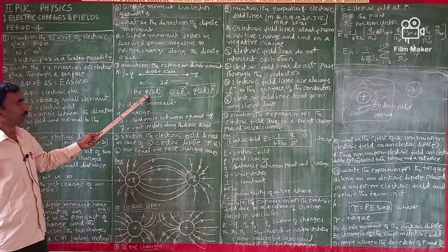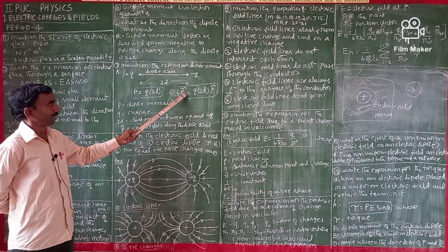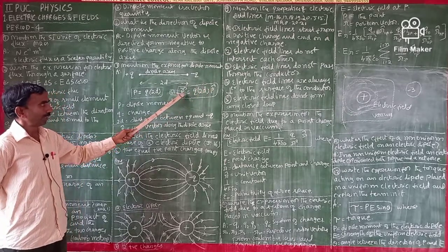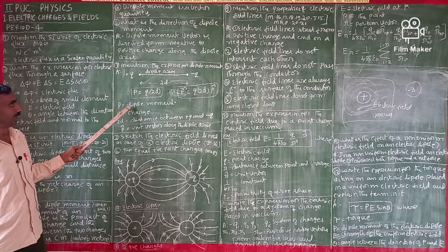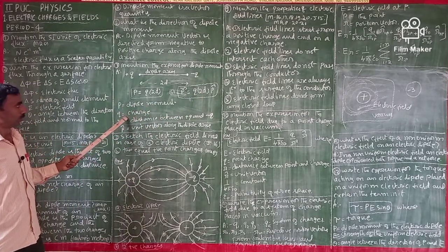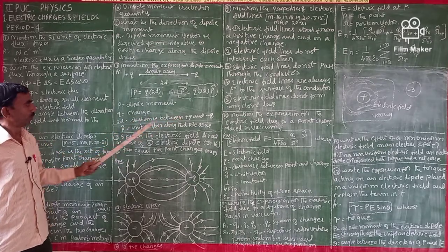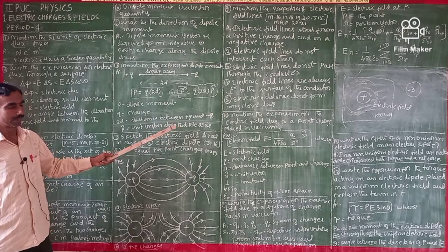Dipole moment vector P is equal to Q into 2D into P cap, where P is the dipole moment, Q is the charge, 2D is the distance between plus Q and minus Q, and P cap is the unit vector along the dipole axis.